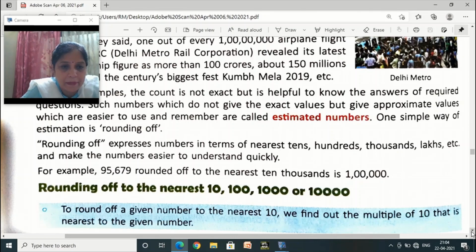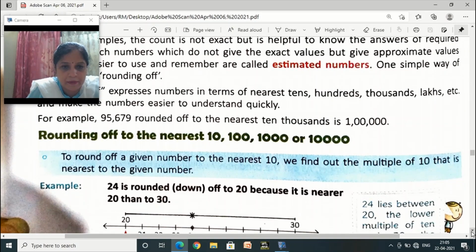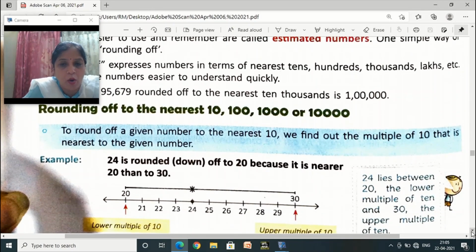For example, 95,679 is rounded off to the nearest 10,000 as 1 lakh. Rounding off to nearest 10, 100, 1000 or 10,000. To round off a given number to nearest 10, we find out the multiple of 10 that is nearest to the given number. Example, 24 is rounded off to 20.